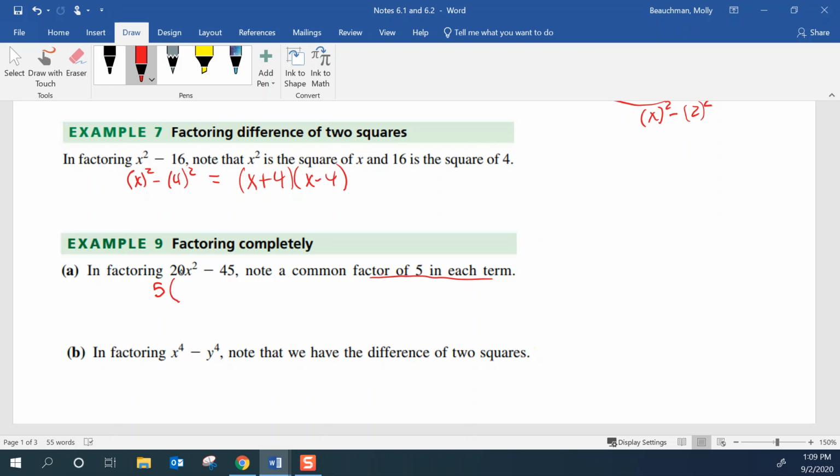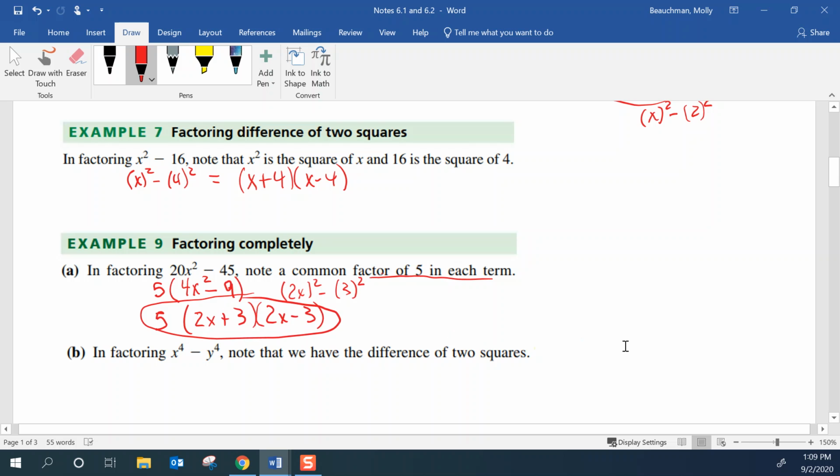So 20 divided by 5 would leave us with 4x squared minus 45 divided by 5, which is 9. Then what we have left is a difference of two squares. The first one, 4x squared, is 2x squared. The next one, 9, is a perfect square. That's 3 squared. So now we can factor again. That factors into 2x plus 3, 2x minus 3. So factoring completely means take out the greatest common factor first and see if you can factor what's left.